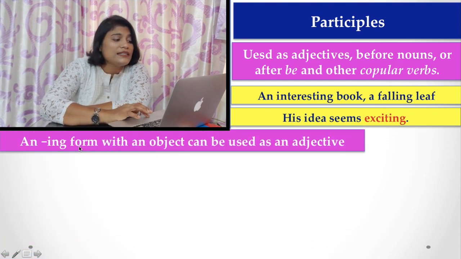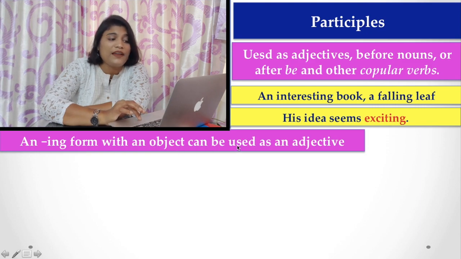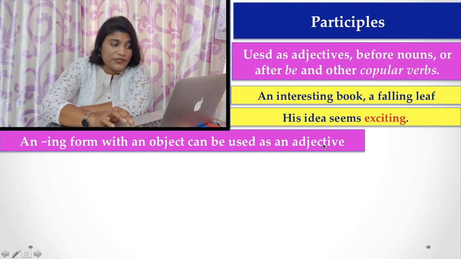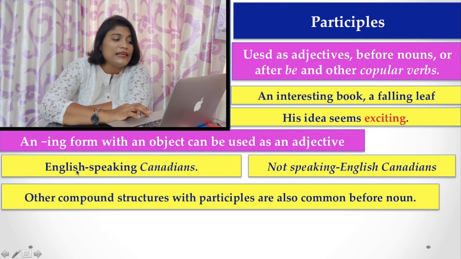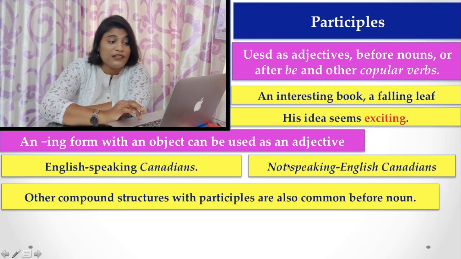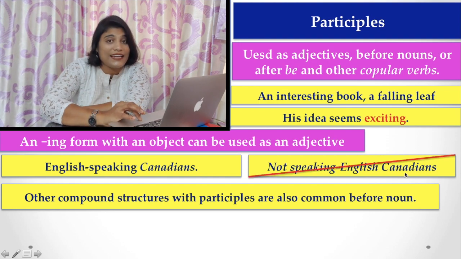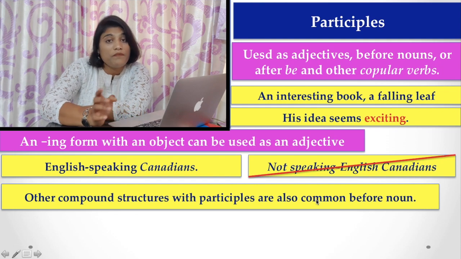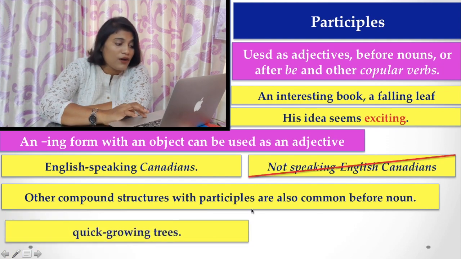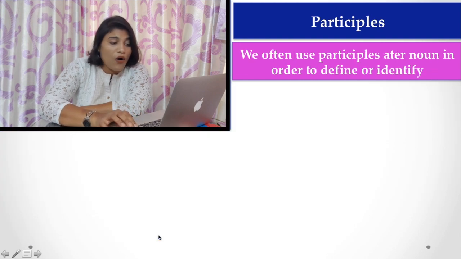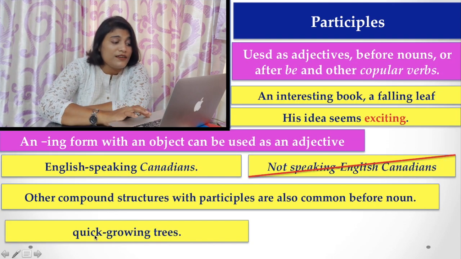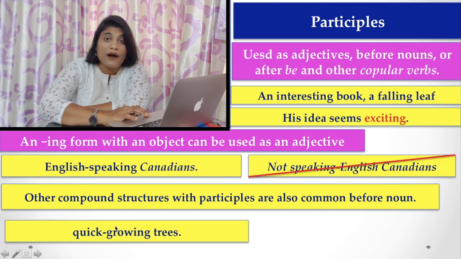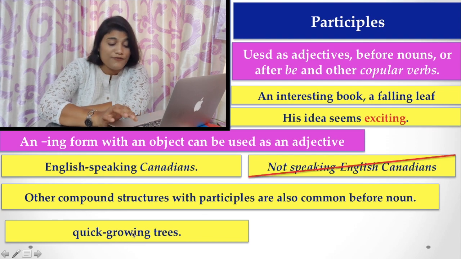Now, an ing form with an object can be used as an adjective. For example, you find English speaking Canadians, but you never say speaking English Canadians. This is not the correct thing. Another thing is that other compound structures with participles are also common before a noun. That is, quick growing trees. Before the noun you find growing, that is a verbal adjective or verb with ing form.